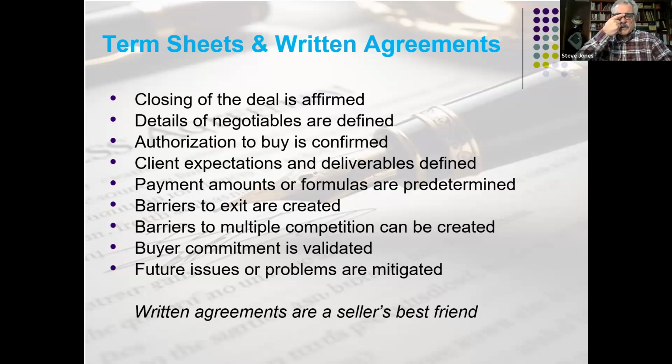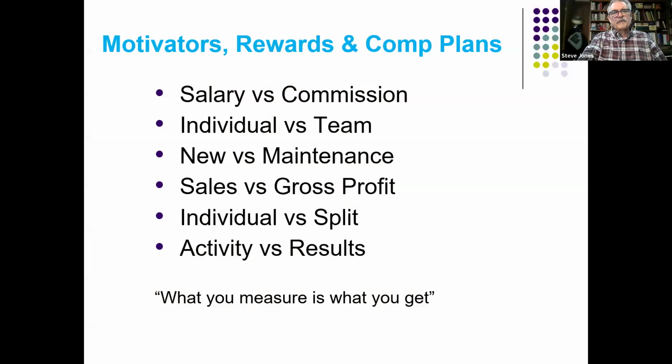It happens all the time that as soon as the client thinks and believes that you understand their expectations and deliverables, the client is more responsive to you. Things like payment amounts, formulas for things to be determined, barriers to exit I talked about earlier, barriers to multiple competition, to stop people from having 2 or 3 suppliers. If all of these things are written down and created, they help to make sure that the deals are going to go through.